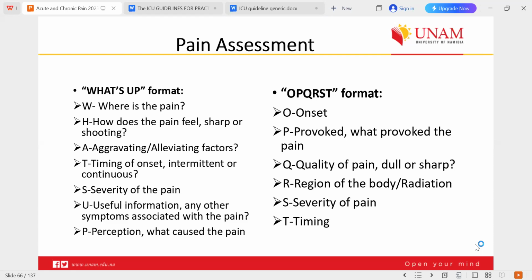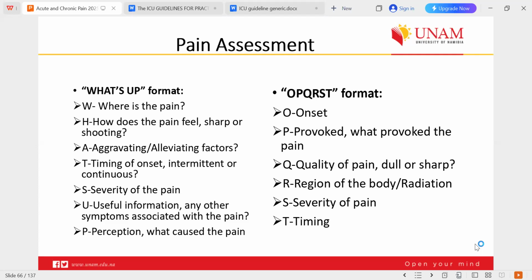All right, S, the severity of the pain. U, other useful information, all right? Any other symptom associated with the pain? And P, how does the patient perceive the pain? So that's the WHAT'S UP format.